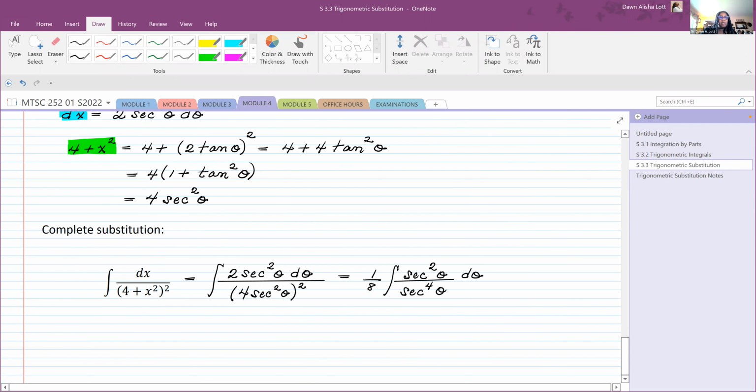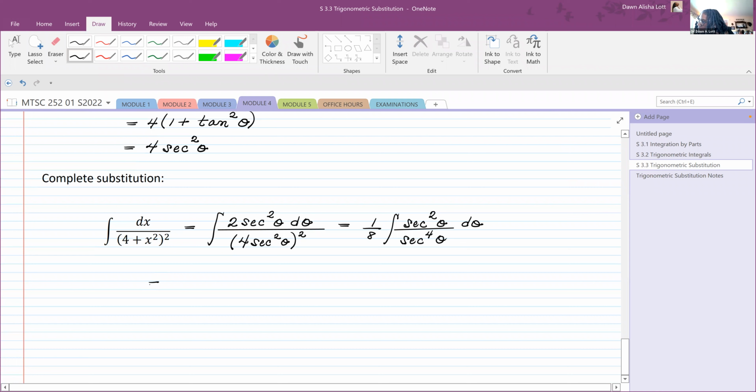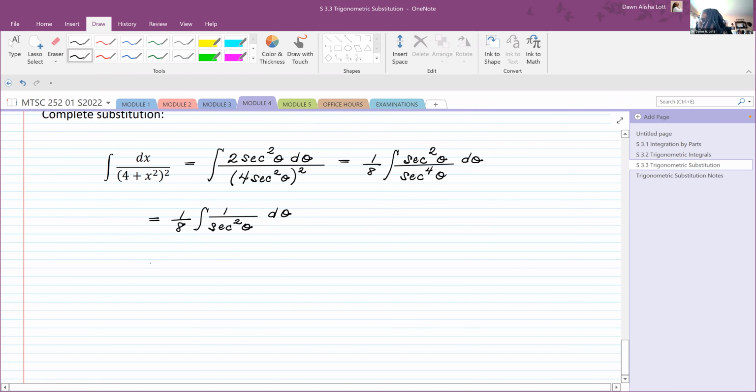Okay, let's keep going. So this now becomes 1 over 8, and now this is just the integral of 1 over the secant squared of theta. But the secant squared is 1 over cosine squared. So this becomes 1 over 8, the integral of the cosine squared of theta d theta.